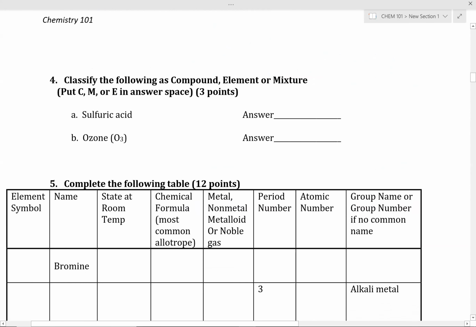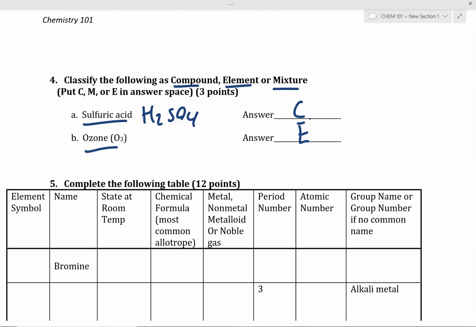In the next set, we're asked to classify the following as a compound, element, or mixture. Sulfuric acid, which is H2SO4. Do we see more than one element? Yes. So a species containing two or more elements would be called what? Compound. Yep. Okay. Ozone, O3. Do we see two or more different elements? No. So what is ozone? Element. It's an allotrope of oxygen, and it would best be classified as an element.